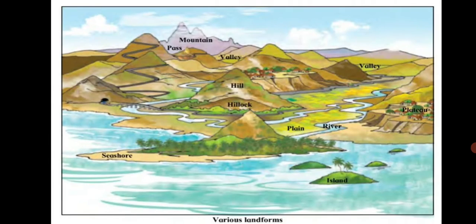The land is not even in all places. The unevenness gives different shapes to the land in different places. They are called landforms. So here in this image you can see various landforms like the plains. Wherever the area is plain, you call it a plain. Then hill. Then we also have mountains, valleys, plateau, etc.